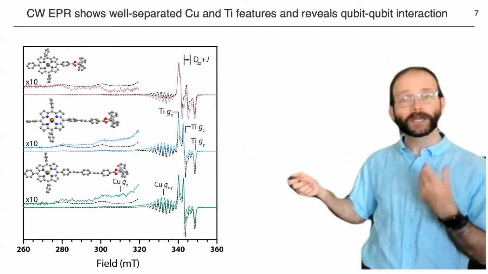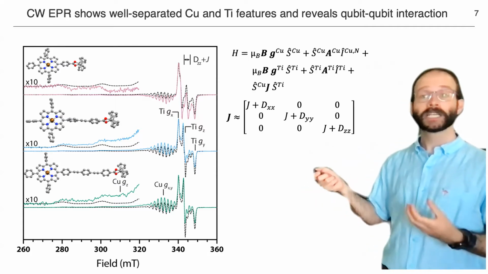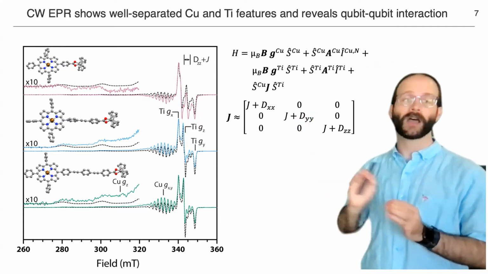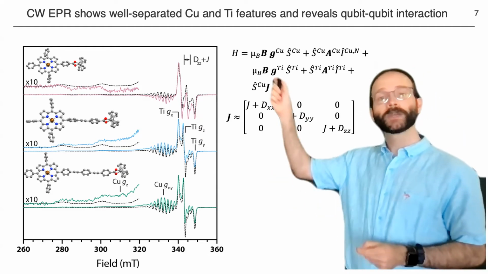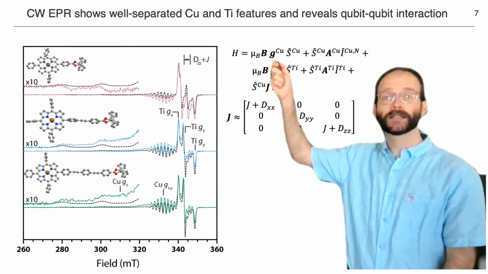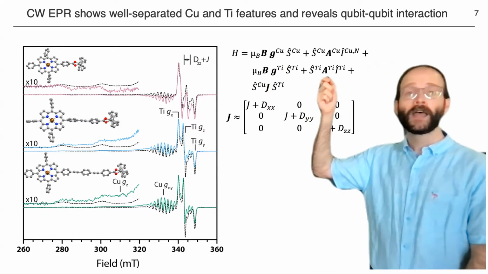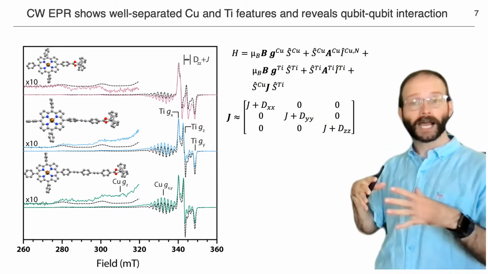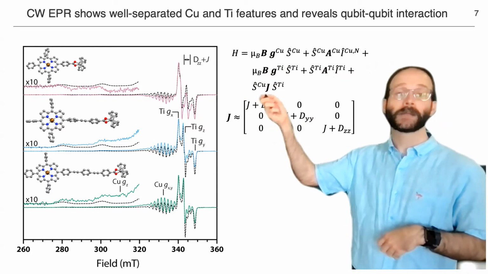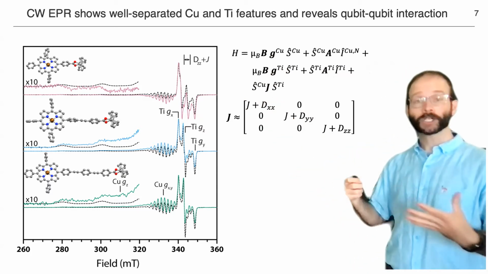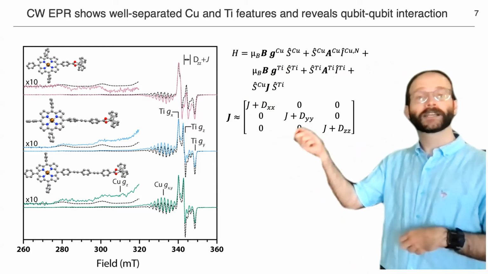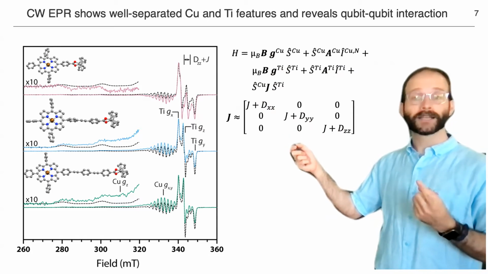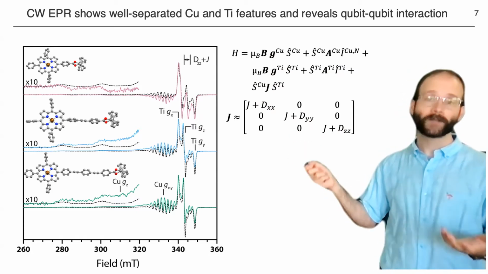Moreover, we can actually see the signatures of the qubit-qubit interactions between them in the splittings and line widths of the spectra. And we can fit these continuous wave EPR spectra with this Hamiltonian to extract quantitative information about the way these qubits interact. So we can fit it to this Hamiltonian that contains the electron Zeeman terms for copper and titanium, the electron nuclear hyperfine terms for copper and titanium, reflecting the interaction with nuclei around the metal center, and this interaction matrix J, which due to the structure and design of our system is actually simplified into this diagonal matrix containing J, which represents the through bond interaction, and D, representing the through space interactions.